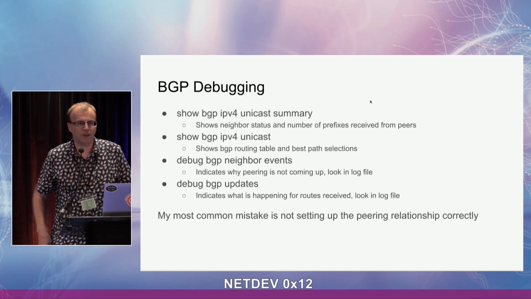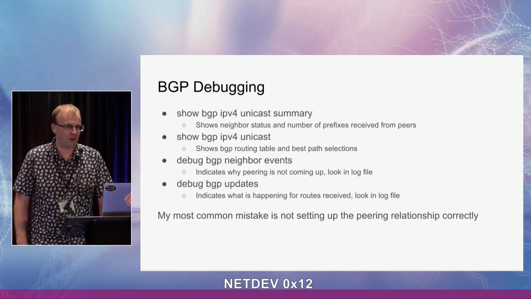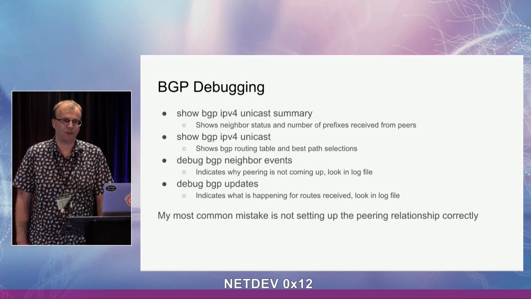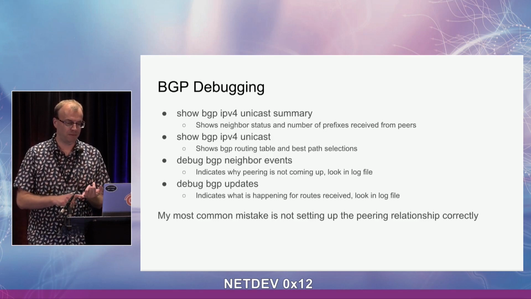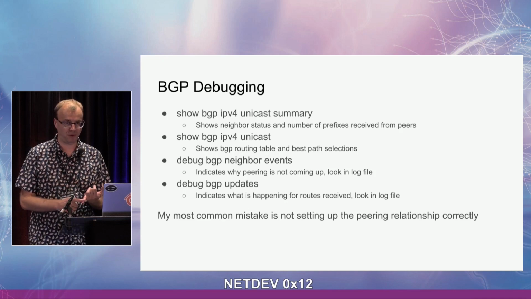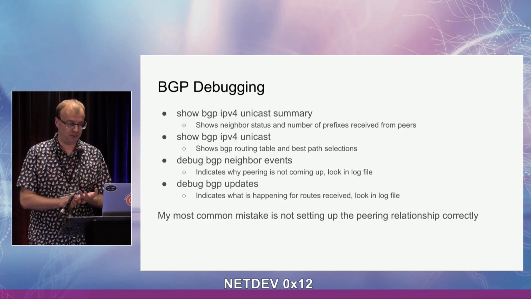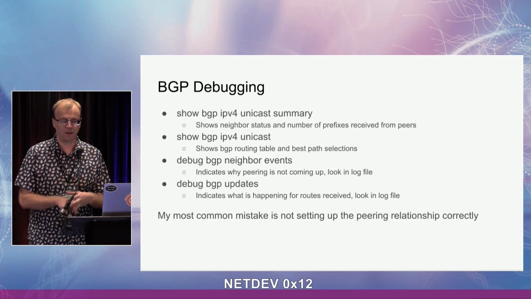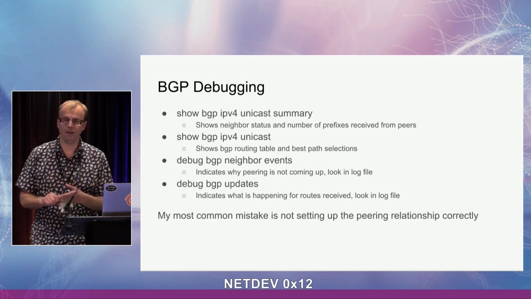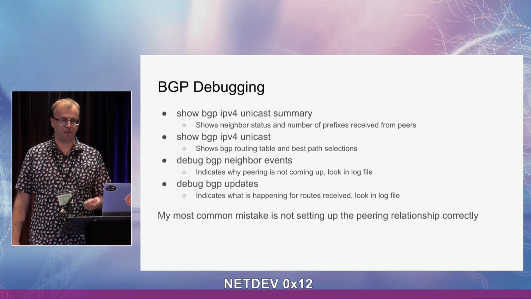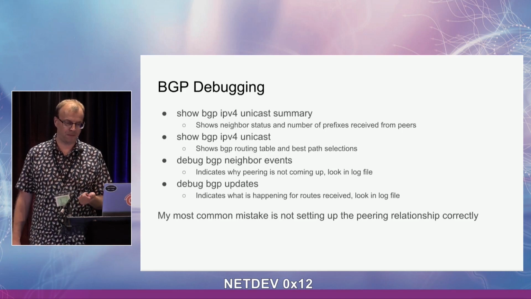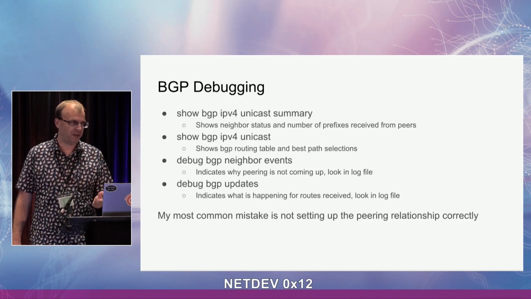All right, so I've set up BGP and it's gone to hell. How do I fix it? I use most often show BGP IPv4 unicast summary and show BGP IPv4 unicast. The first one shows me the neighbors that I have configured and the number of prefixes I have received from that peer. And the second one shows me all the different paths.